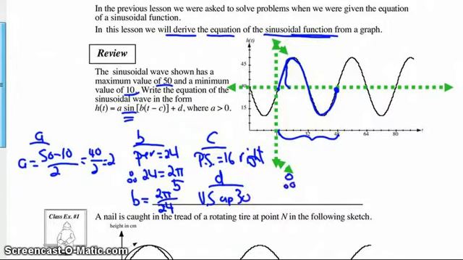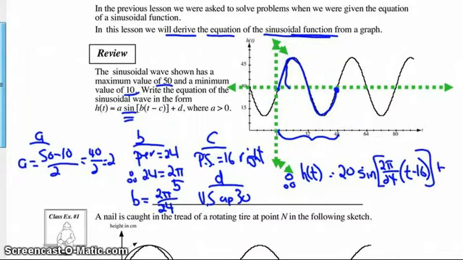Therefore, my equation is going to be H at T is equal to an amplitude of 20 times sine bracket 2 pi over 24 bracket T minus 16 and plus a height of 30.